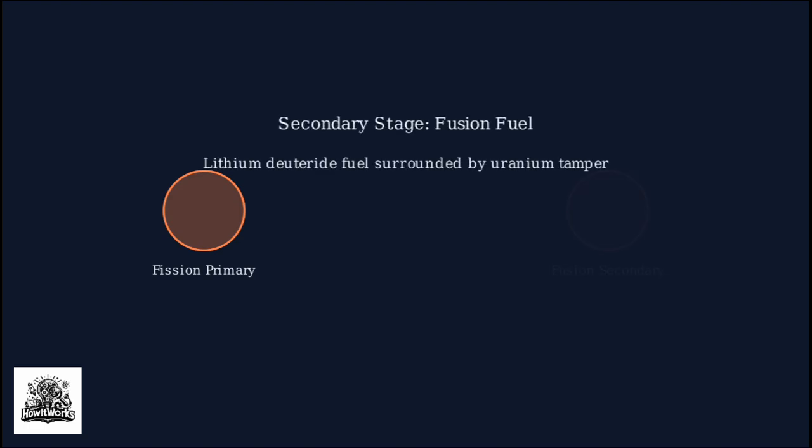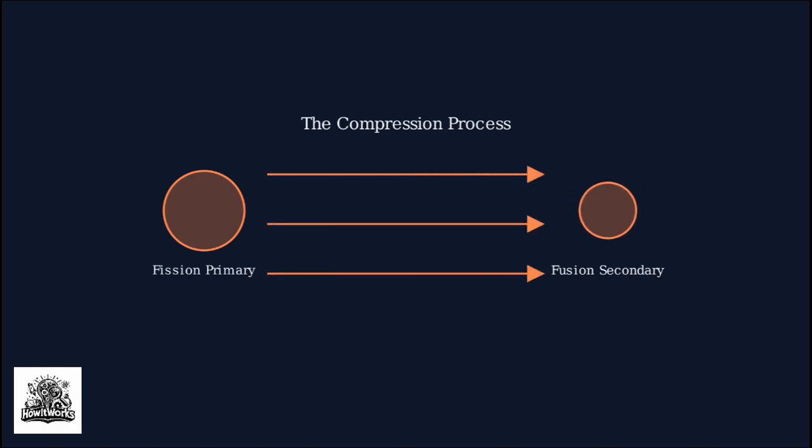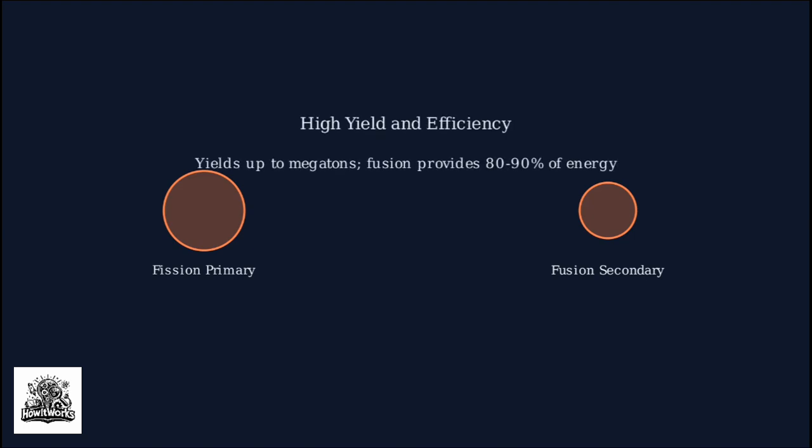The secondary stage contains fusion fuel, usually lithium deuteride, encased in a uranium tamper. This stage is compressed and heated by the primary's energy. Energy from the fission explosion, in the form of X-rays, compresses the fusion fuel inward while heating it to fusion temperatures, initiating the thermonuclear reaction. This design achieves yields in the megaton range, far exceeding fission-only weapons. The fusion reaction contributes 80 to 90% of the total energy output.